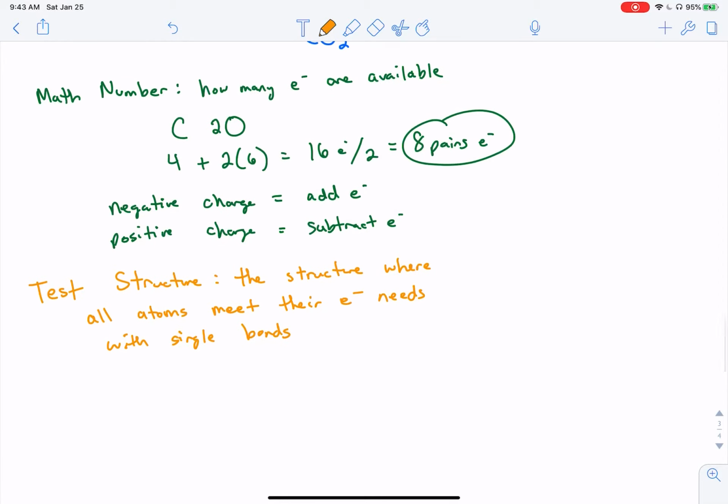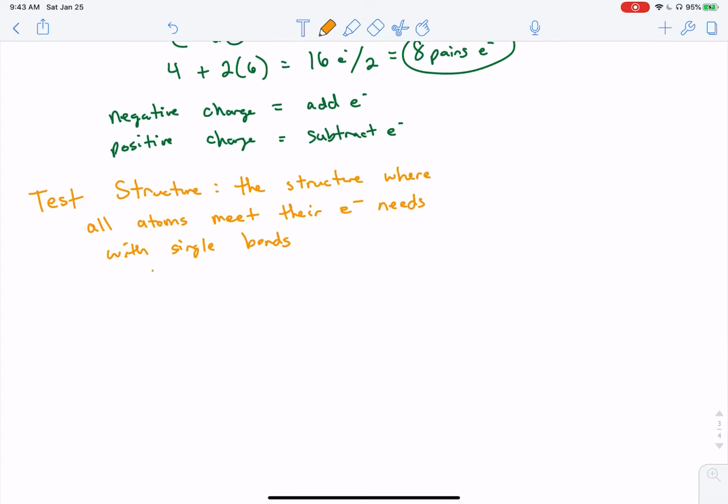So let's say you have something like F minus. F would normally have 7 valence electrons, but with a negative charge, that implies there's another electron from another source. So then it would be 8 electrons. Yeah, so I'm adding electrons, and we'll do some examples of that as well. So the structure where all atoms meet their electron needs with single bonds.